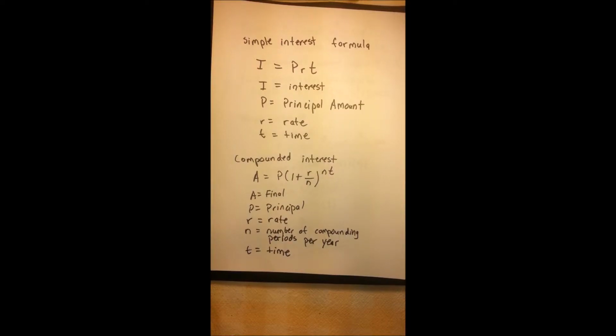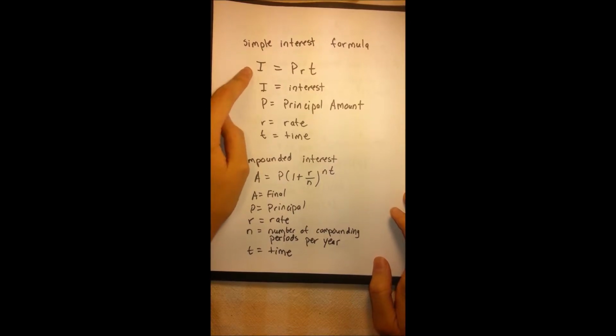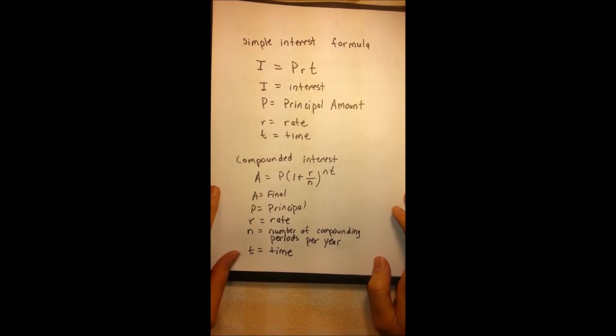So the simple interest formula is the first one stated above. Interest equals principal times rate times time. The variables are defined right there for you: I equals interest, P equals principal, R equals rate, and T equals time. You just plug into that formula, and we're looking for time in this case, so you'll have to solve for T.